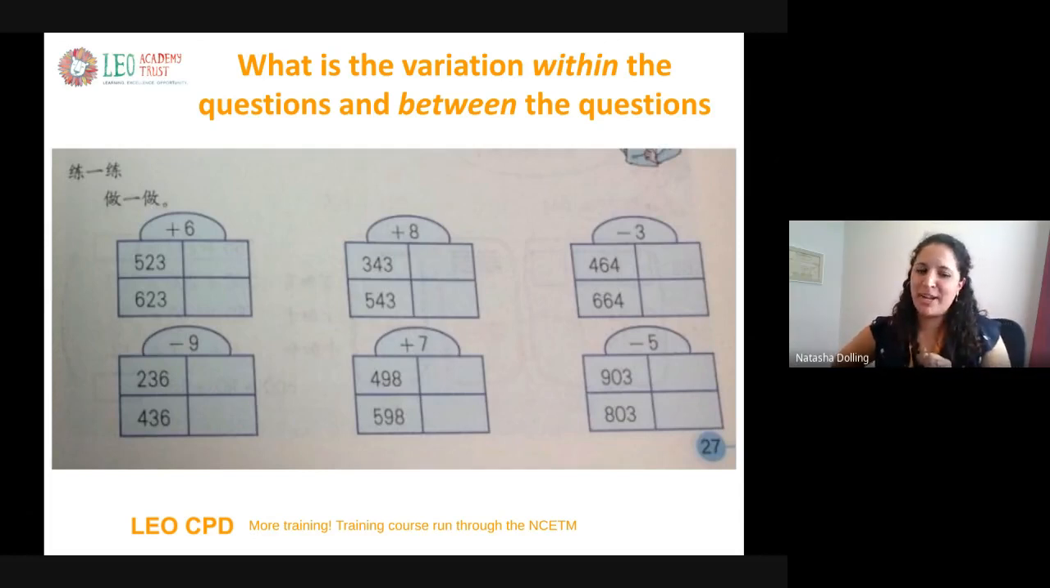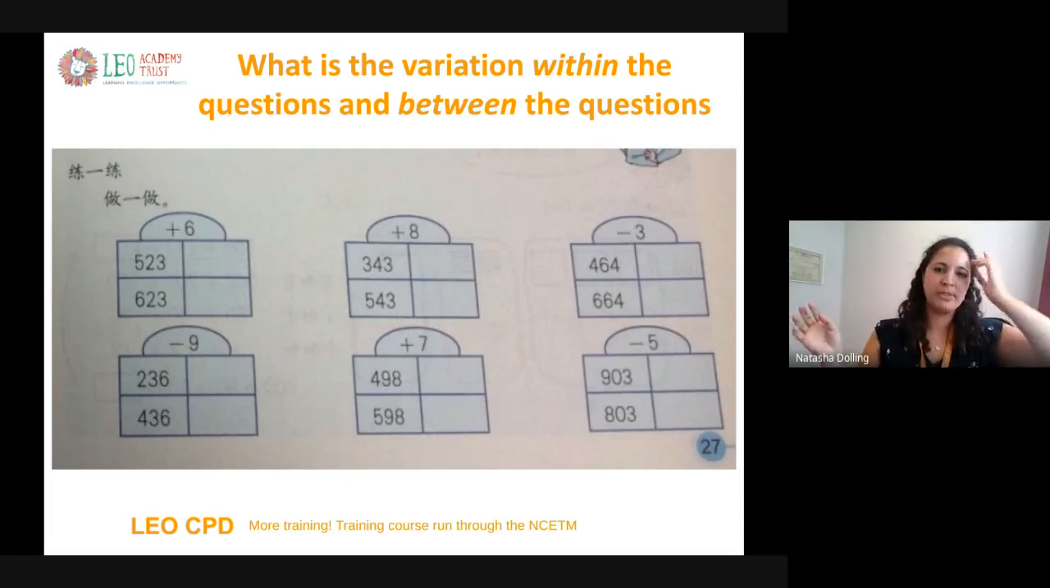And I'm going to be running more training on this, on procedural variation. It's going to be a training course run through the NCETM. I don't actually have the details of it yet because it's all still up and running, but it's going to be a training course very much looking at this, looking at variation within maths, within number, throughout all the year groups. So I'll be sending out more details if you would like to join that. We're going to be designing questions, pulling questions apart, all sorts of things.